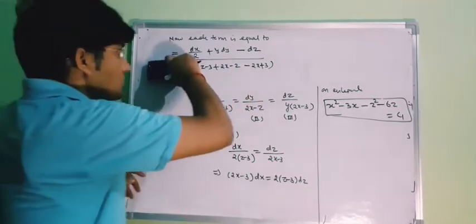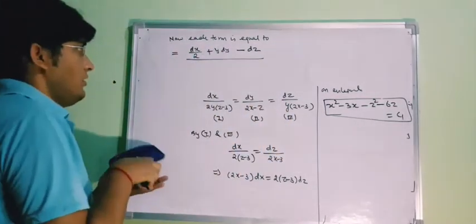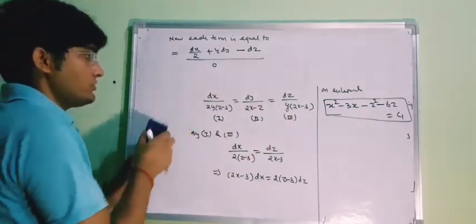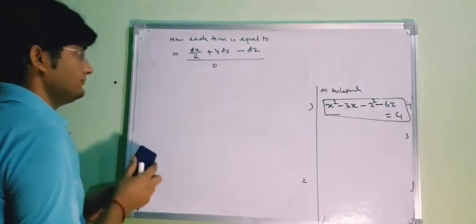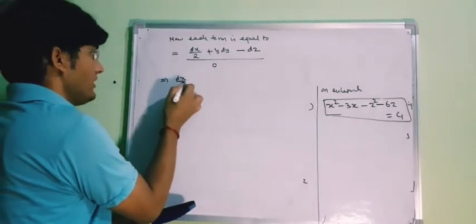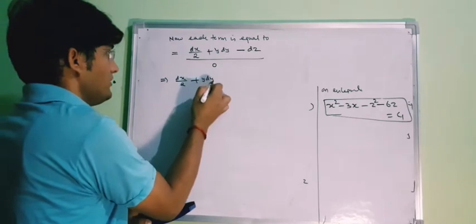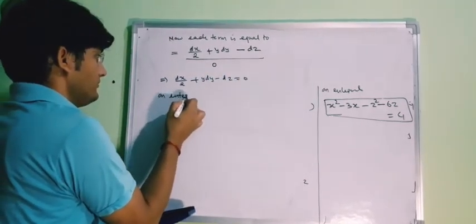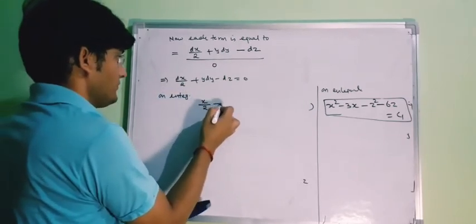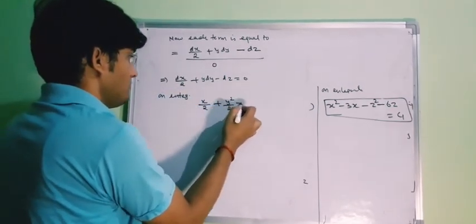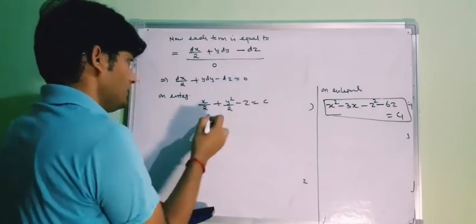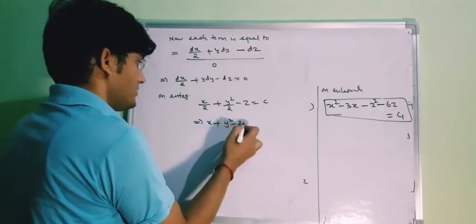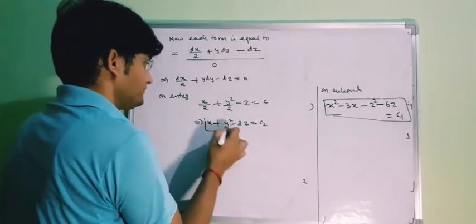So if this is 0, and as each of these terms is equal to this term, on cross multiplication we have dx upon 2 plus y dy minus dz equal to 0. So on integration we will get x upon 2 plus y square upon 2 minus z equal to, say, constant c, or you can say x plus y square minus 2z equal to some other constant c2.